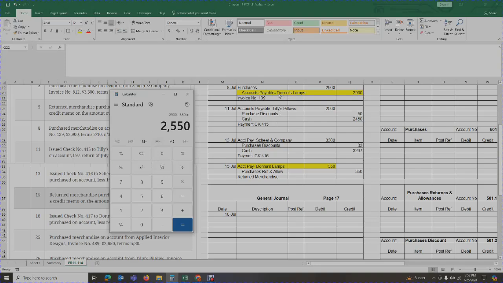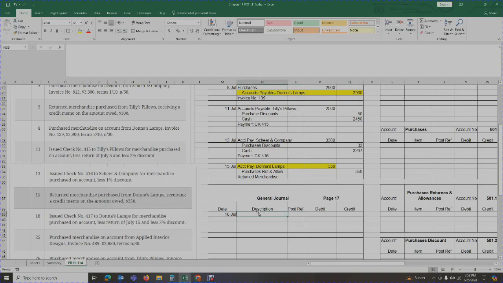That is the amount that I have to clear from my payable because I want to make sure I zero out my balance that I owe Donna. I want to show that the current balance, which is $2,550, is zeroed out. Currently I have a credit balance of $2,550. To zero it out, I need to debit my balance. It's going to be accounts payable, Donna's Lamps. The amount of the debit is $2,550. Now we have a discount, a purchases discount.